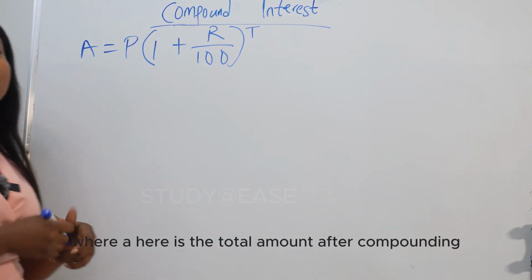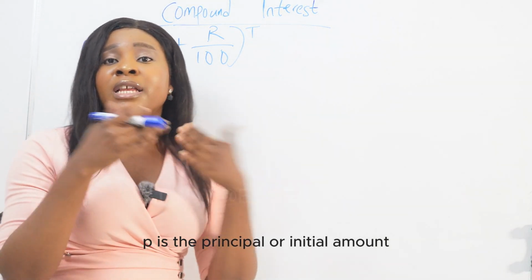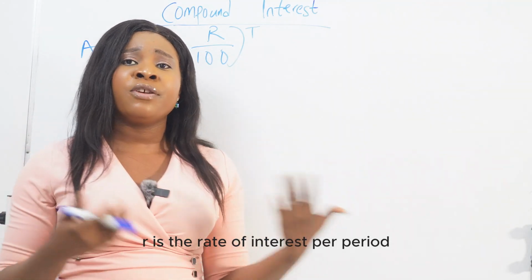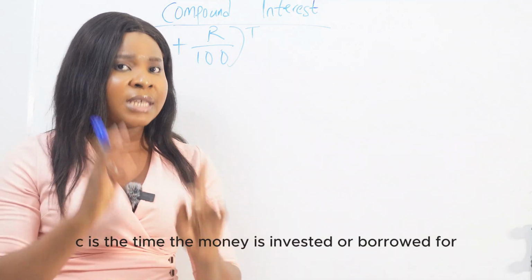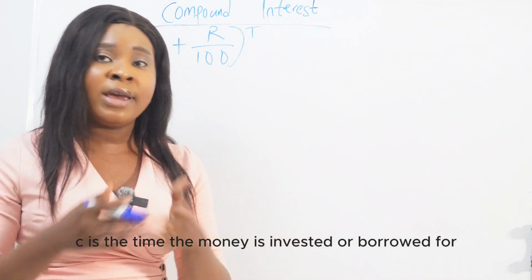is the total amount after compounding, P is the principal or initial amount, R is the rate of interest per period, usually per year, T is the time the money is invested or borrowed for in years.